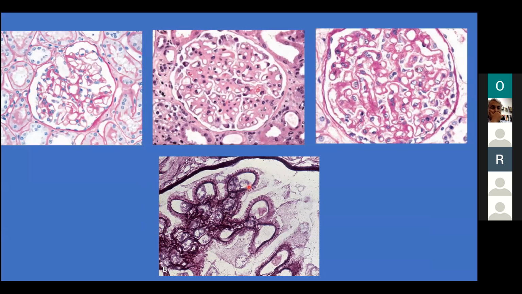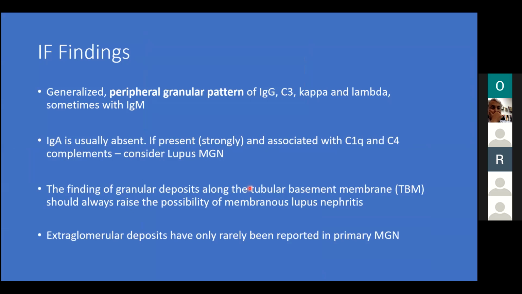So what can we see in IF? We can see the peripheral granular pattern. The pattern is also important when we are interpreting immunofluorescence. A peripheral granular pattern of IgG, C3, kappa, and lambda is seen along the capillary wall. Sometimes IgM can also be seen. Usually C3 will be faint, because in primary membranous nephropathy the type of IgG is IgG4, which will not fix complement effectively. And IgA is usually absent.